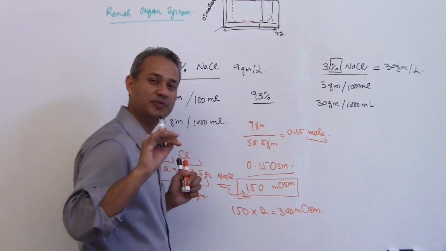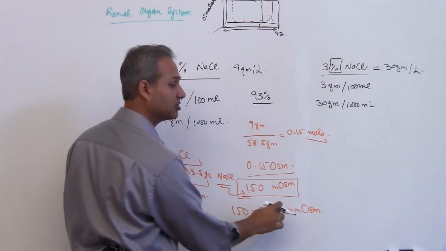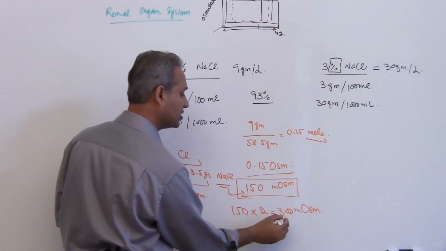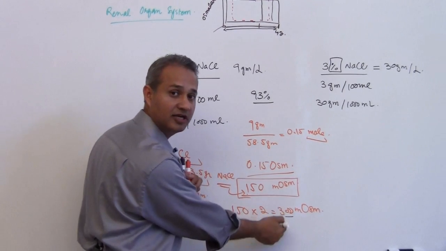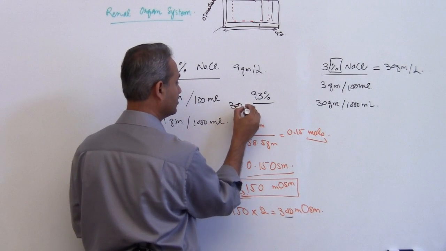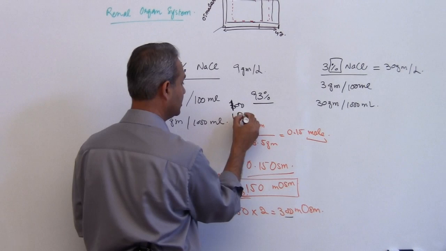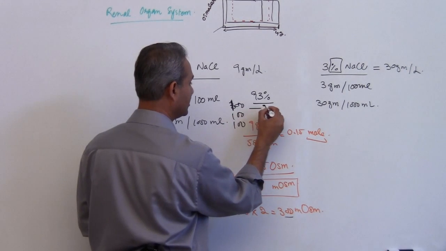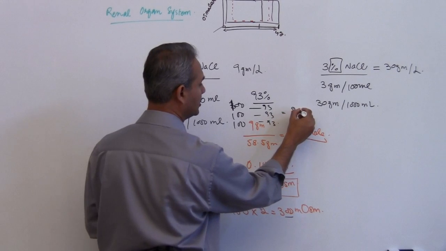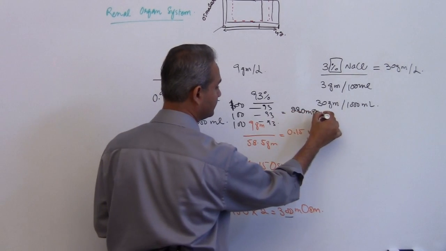So if you really want to be accurate, what you would do is pick up the 300 and take the 93% of it. So that would be 93 plus 93, so there are 300s in it, right? So 93% out of every 100, so 100, 100, 100, 93, 93, 93, so about 280 milliosmoles.